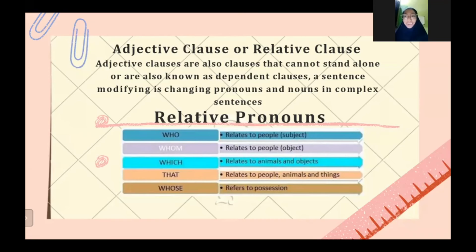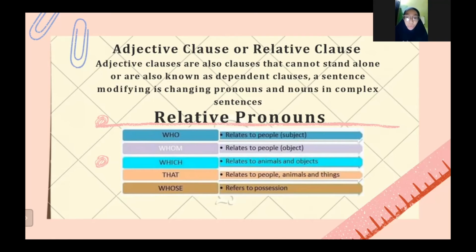Yes. Correct. Relative pronouns also have their own function. Who can be used to express a living person, or it can be used as a substitute for the subject. Whom can be used for people in place of things, and which is used to express living things, can be animals or an object. And that relates to humans, animals, and objects. And whose relates to possession. Okay, next we will discuss examples of relative pronouns.